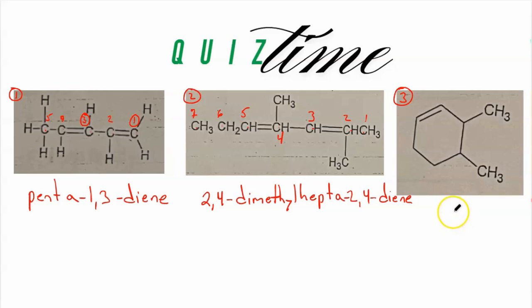Number 3. So we're going to start numbering our ring where the double bond is. So we have 1, 2, 3, 4, 5, and 6. So this is a hexene with our double bond at 1 there. And then we have 2 methyl groups at 3 and 4. So this is going to be 3,4-dimethyl cyclohexene.